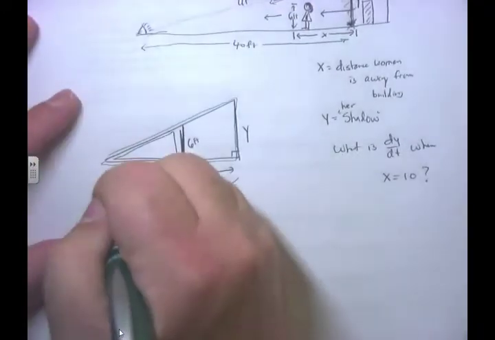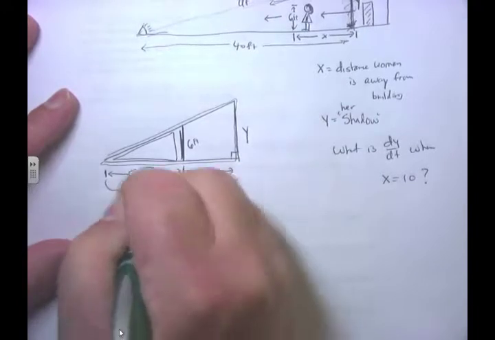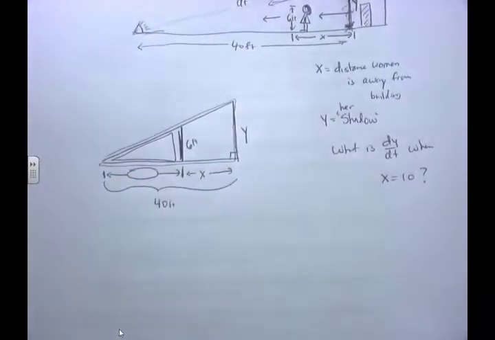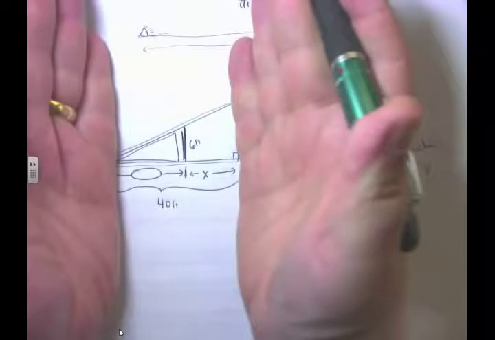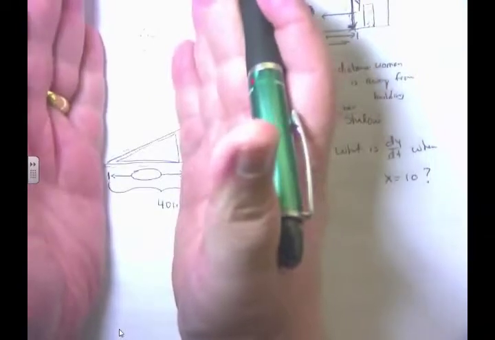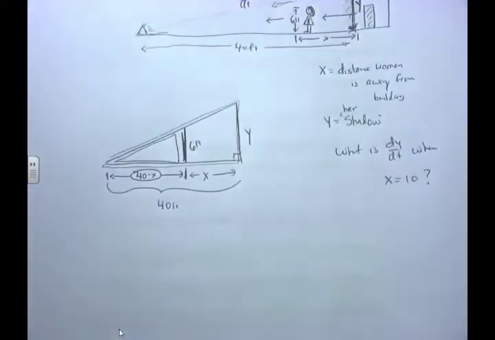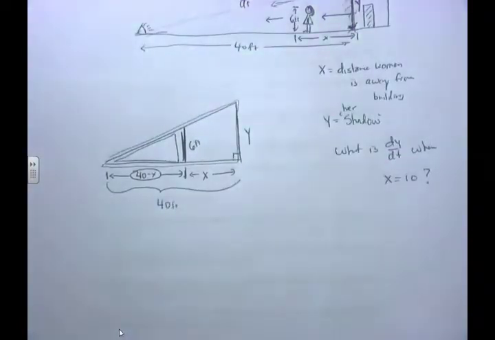But with similar triangles, I actually need to know this part in here. Could you please tell me how much this is? Very good. The whole thing is how long? 40. This part is x, so how much does this part have to be? The rest of it. That was the trick. This has got to be 40 minus x. What do you guys remember about similar triangles? The ratios of sides of similar triangles are equal. Geometry class, 10th grade.